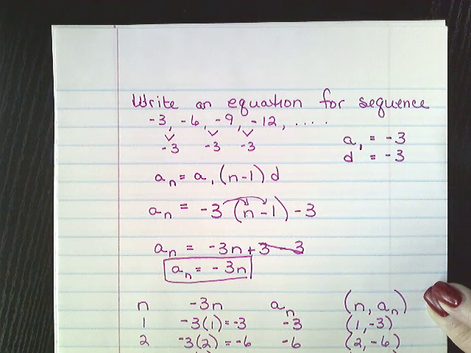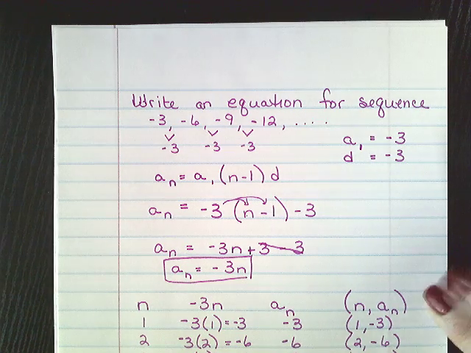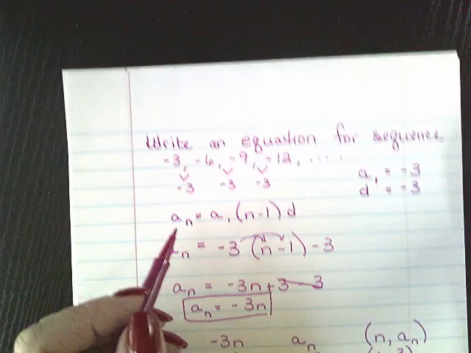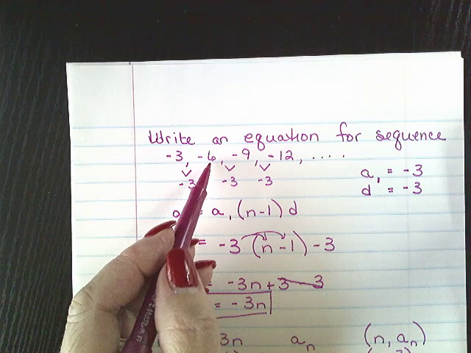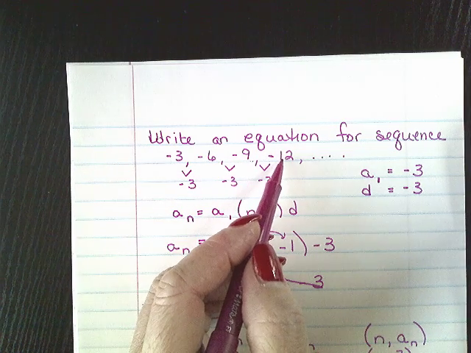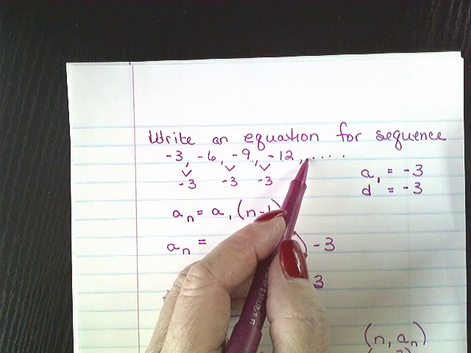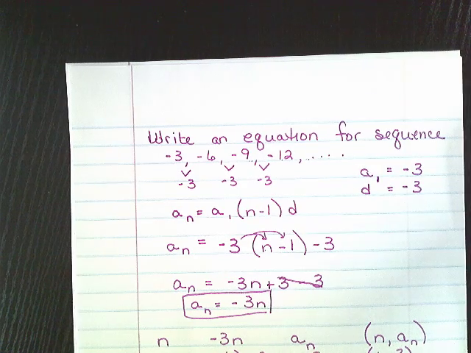And the fifth term would be negative 3 times 5 equals negative 15. And our fifth term would be 5, negative 15. And you would graph those points. If you look up here, we know that negative 3 is the first, negative 6 is the second, negative 9 is the third term, negative 12 is the fourth term. So your fifth term has to be negative 15. So that is how you would graph those points.